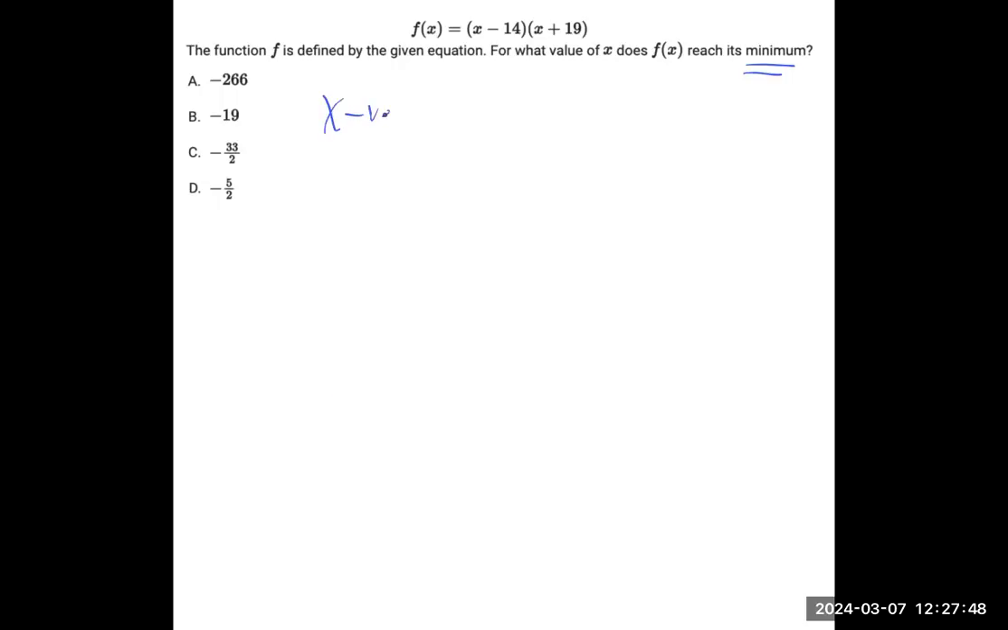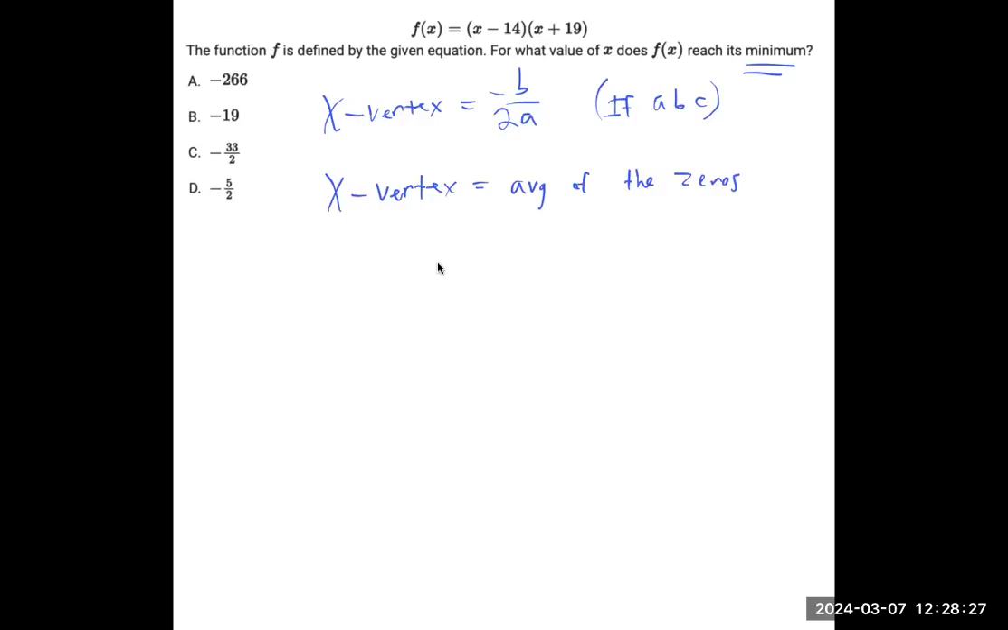The x value of the vertex of a quadratic has a formula. It's negative b over 2a, and that's if you have it in an ABC form. So if you have it in an ABC format, that's what you're going to want to use. Here, we don't have ax squared plus bx plus c. Instead, we have a factored form. So the x value of the vertex is also the average of the zeros if it's in a factored form.